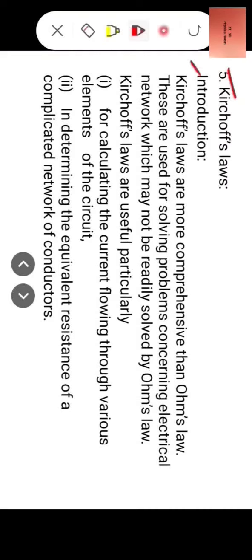Introduction. Kirchhoff's laws are more comprehensive than Ohm's law. These are used for solving problems concerning electrical networks which may not be readily solved by Ohm's law. Kirchhoff's laws are useful particularly, number one, for calculating the current flowing through various elements of the circuit, and number two, in determining the equivalent resistance of a complicated network of conductors.